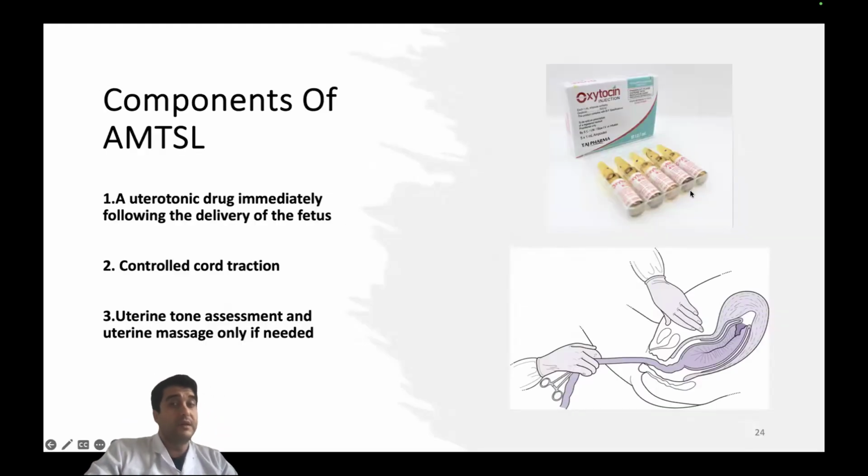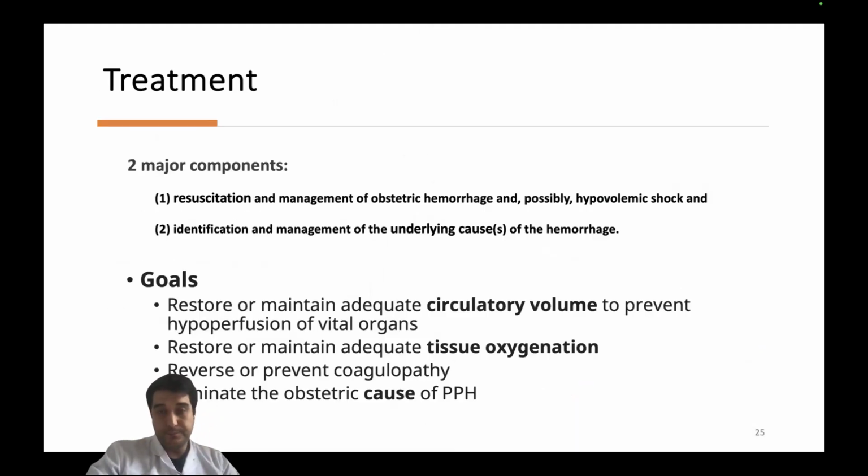So commonly we're also using oxytocin. The dosage: 1 milliliter of oxytocin has 5 IU. So we use 2 milliliters, 10 IU intramuscularly after the baby's head is born.